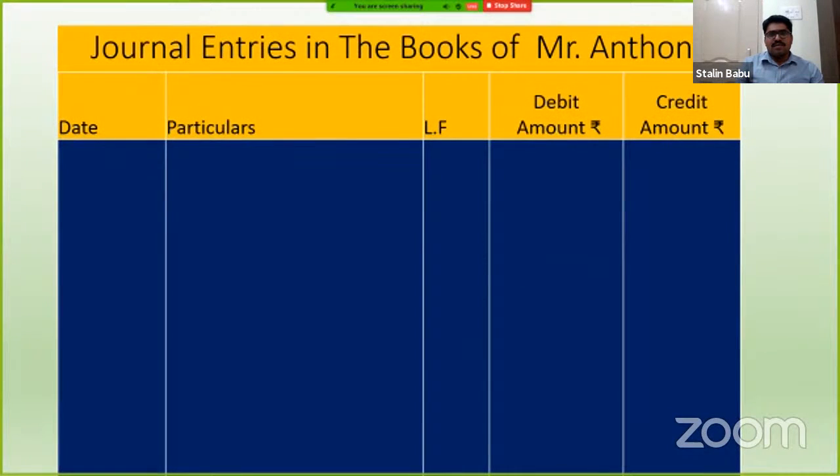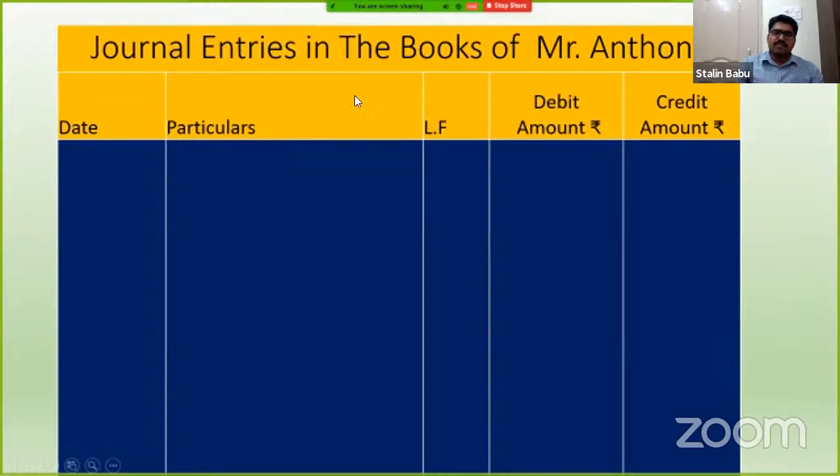Let us draw the format of the journal: date, particulars, LF, debit amount, credit amount. And write the title. What is the title? Journal entries in the books of Mr. Anthony.